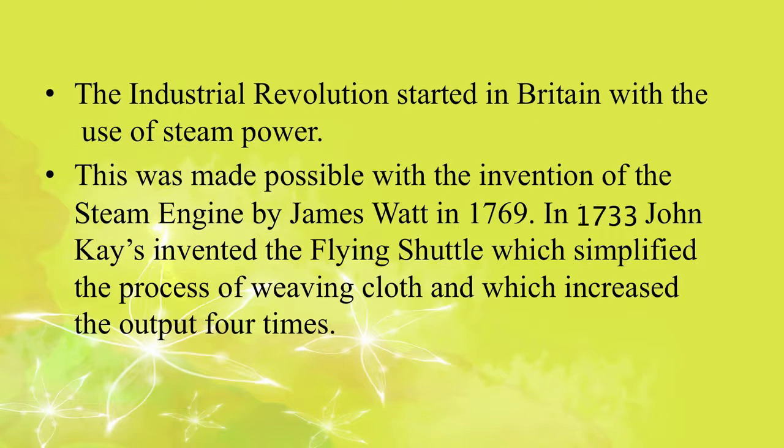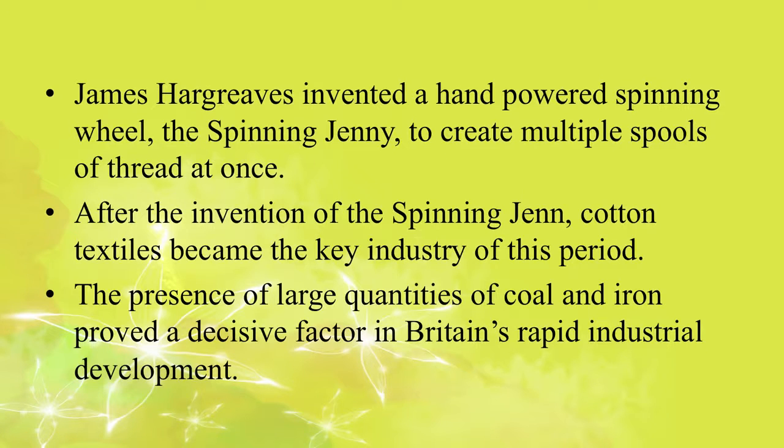The Industrial Revolution started in Britain with the use of steam power. This was made possible with the invention of the steam engine by James Watt in 1769. John Kay invented the flying shuttle, which simplified the process of weaving cloth and increased the output 4 times. James Hargreaves invented a hand-powered spinning wheel, the spinning jenny, to create multiple spools of thread at once. After the invention of the spinning jenny, cotton textiles became the key industry of this period.